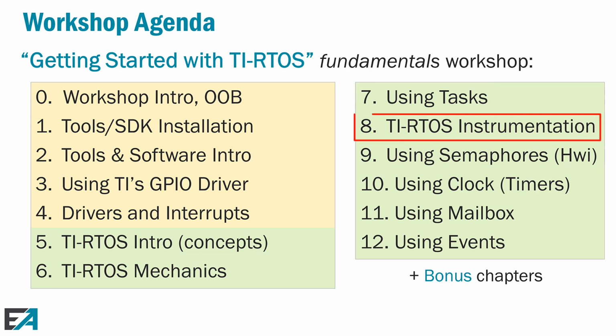Then Chapter 8 is TI-RTOS instrumentation. If you want visibility, how do you actually instrument your code on the target side and then be able to actually see that, observe the responses, to see the results of that instrumentation through a graphical tool called the RTOS Analyzer. Chapter 9, we talk about semaphores. We use some of the code that we did in the first couple chapters, driver code, to post a semaphore to unblock a task that then continues to do its processing, which is actually blinking an LED.